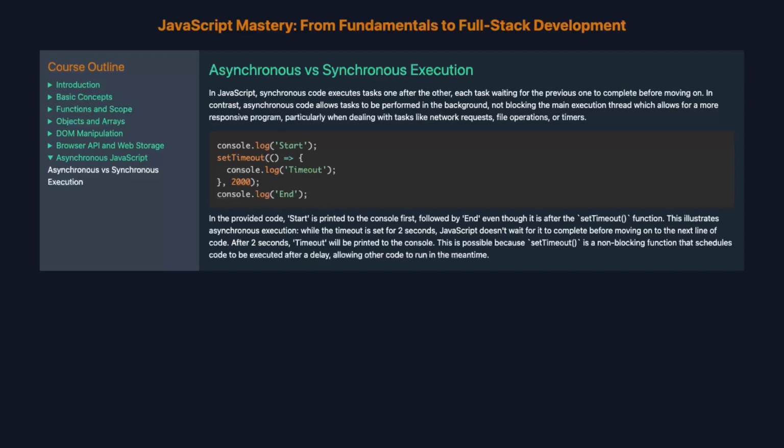In the provided code, start is printed to the console first, followed by end, even though it is after the setTimeout function. This illustrates asynchronous execution. While the timeout is set for 2 seconds, JavaScript doesn't wait for it to complete before moving on to the next line of code. After 2 seconds, timeout will be printed to the console.